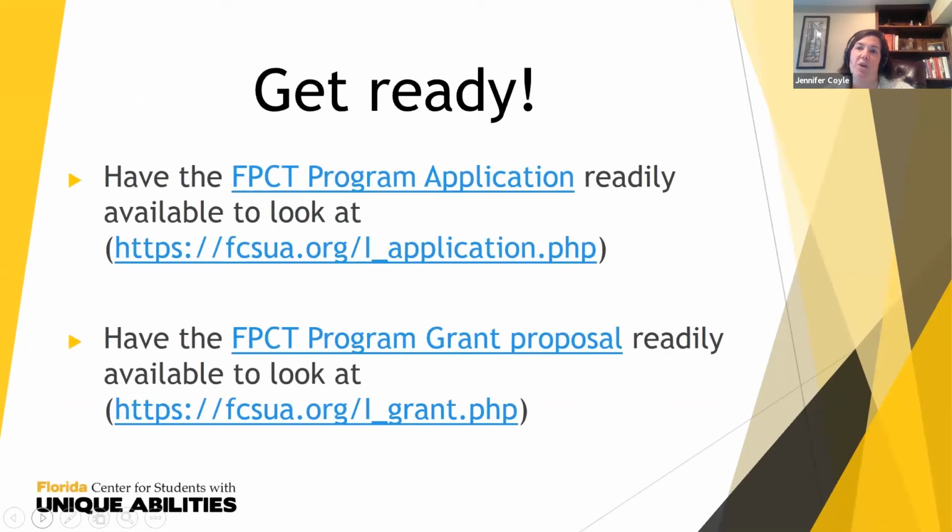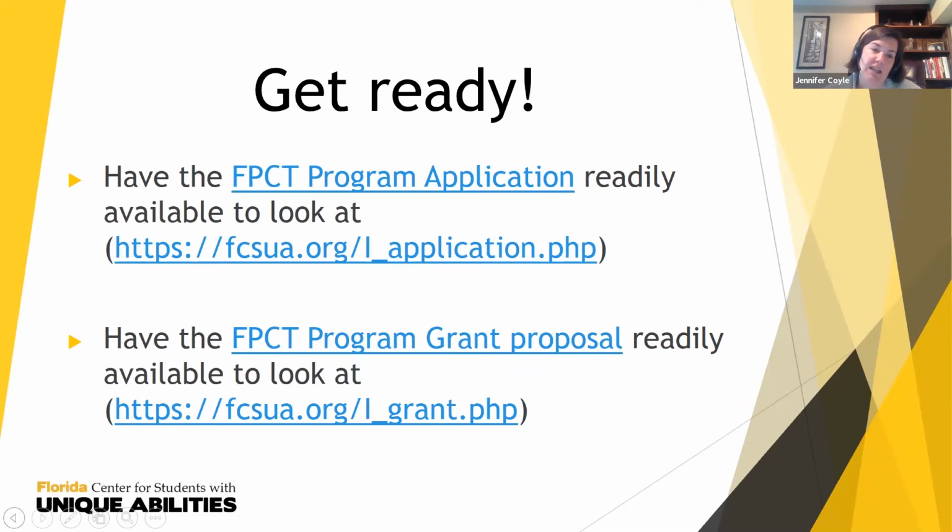So the next two pieces that we're going to talk about are the FPCTP program application and the FPCTP program grant proposal. If you don't have those with you, I just gave you the links to the website where you can look at the different pieces. The application materials are a zip drive, so there can be some files when you're downloading those, but the links are also in the chat. If you don't have them in front of you, that is okay. I'm going to take you through some pieces of them.